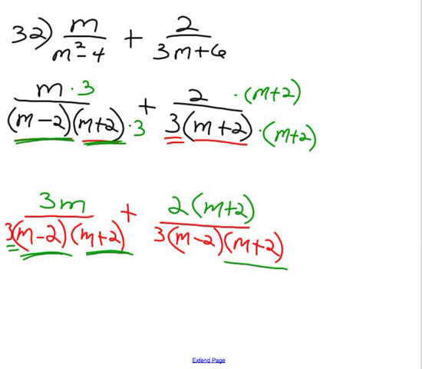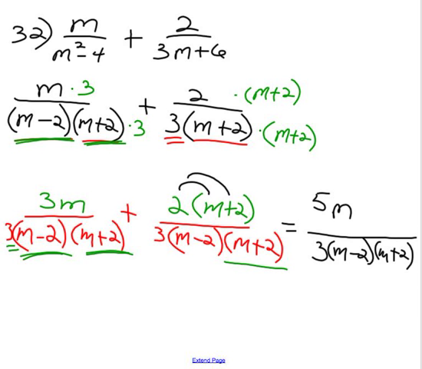Now, as far as the actual adding goes, we already know our denominator. The denominator is not going to change. It's going to be 3 times m minus 2 times m plus 2. Our numerators, we can add them together. Now, maybe your teacher says that you should simplify it, distribute the 2, and then add like terms. Okay, if we do that, we'll get 5m up top plus 4.